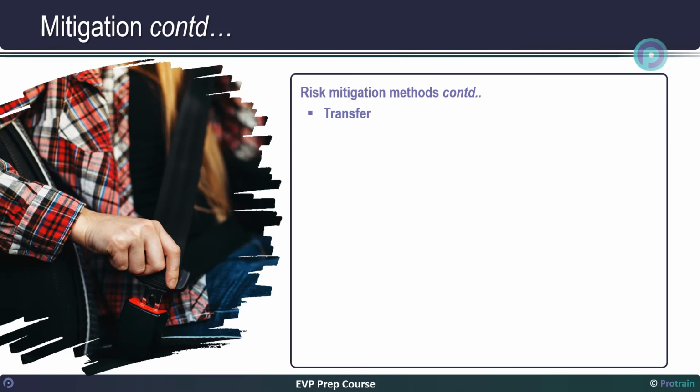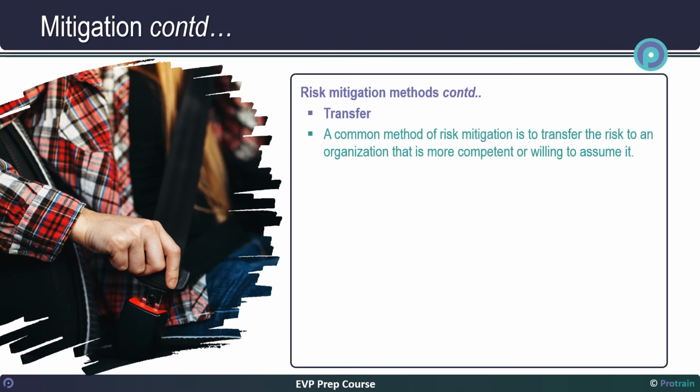Transfer. A common method of risk mitigation is to transfer the risk to an organization that is more competent or willing to assume it. The transfer is usually accomplished by contract. All owners, contractors, and subcontractors have a collective share of the total project risk. There are two parts to the assumption of these risks. The company is technically qualified and financially prepared to accept the consequences. Project claims are a good example of the misunderstanding of who is at risk and who accepts the consequences.